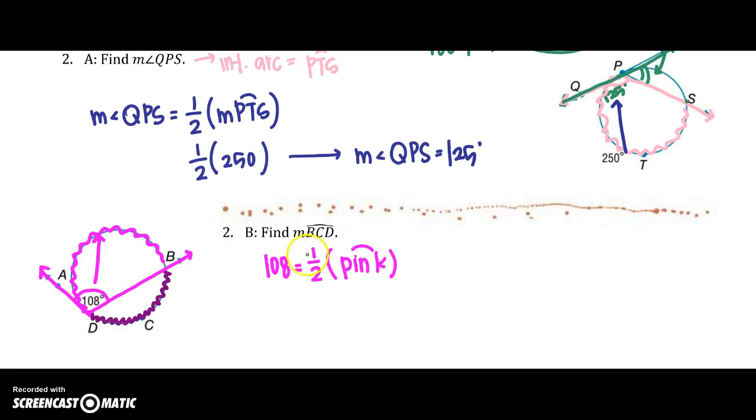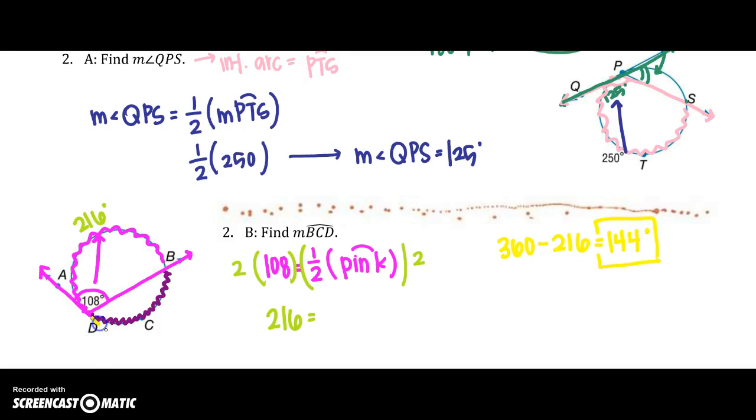So to get my arc, I'm going to take this multiplied by 2. So I'd get 216 equals my pink arc right here. Alright, well if that's 216, I know the entire circle is 360 degrees. So I'm going to take 360 minus 216, which would give me 144 degrees.